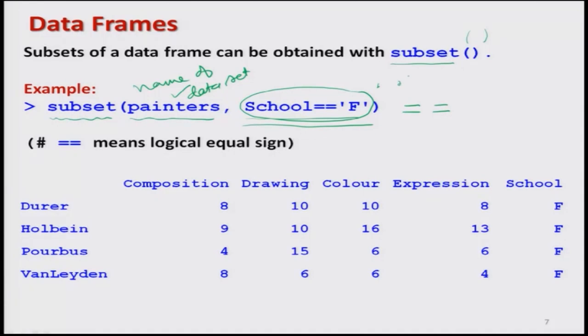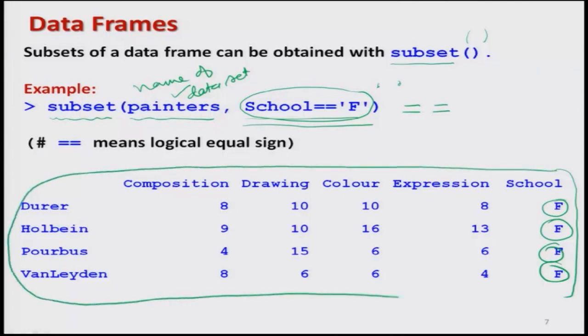Once I do it here, I get an outcome of this type. So you can see here now from the entire data frame, this subset command is giving me that there are 1, 2, 3, 4 observations whose school is equal to F, and corresponding to which this is giving me this entire data set. So this is a subset of the entire data set contained in the data frame painters. Right, so why not do it over the R console and try to see what happens.